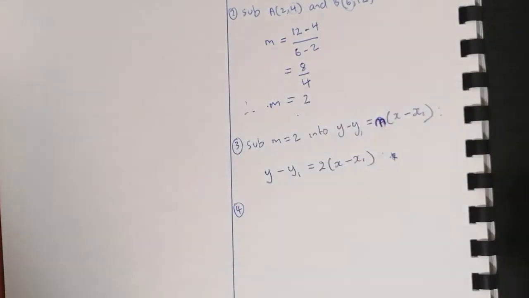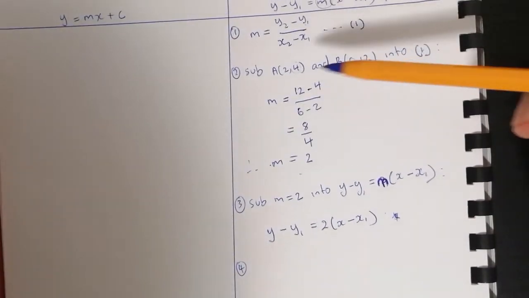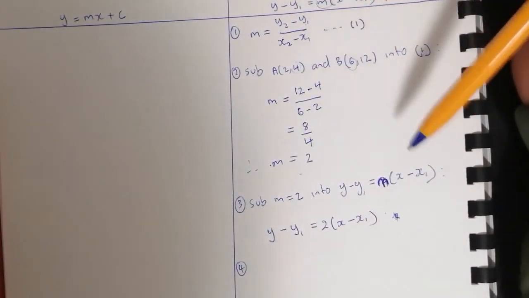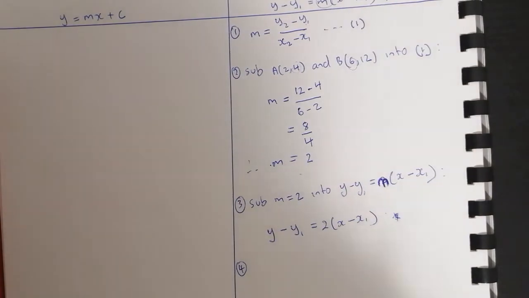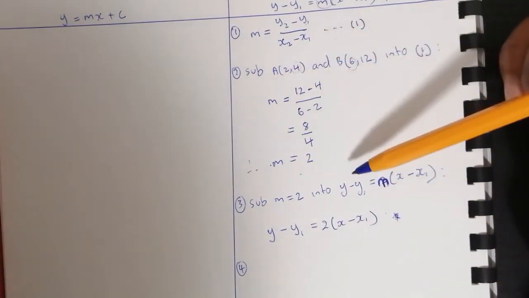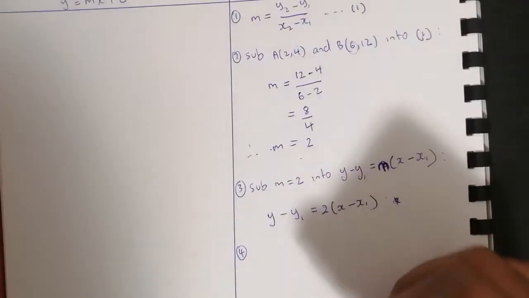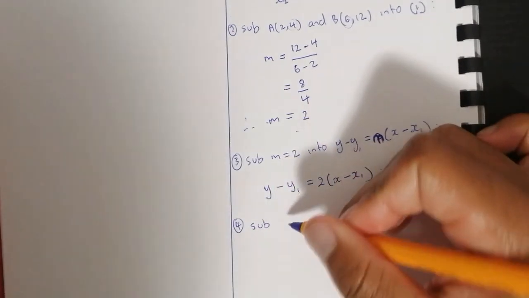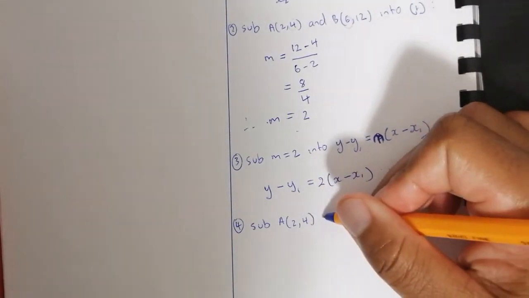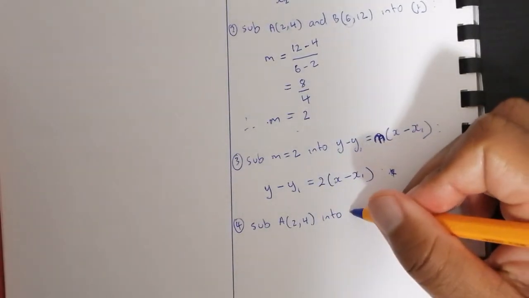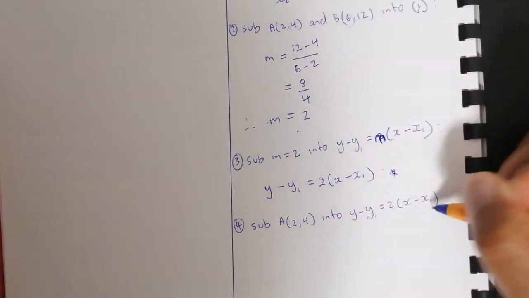Now, the next step is to use any one of these points. You can use any one of these 2 points, A and B, in this next step. So in our case, because we already mapped A to x1 and y1, I'll just use that. So just going to sub A, which is 2 and 4, into y minus y1 equals 2 times x minus x1.